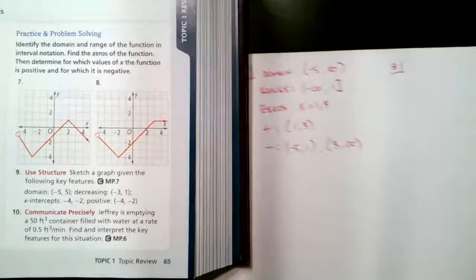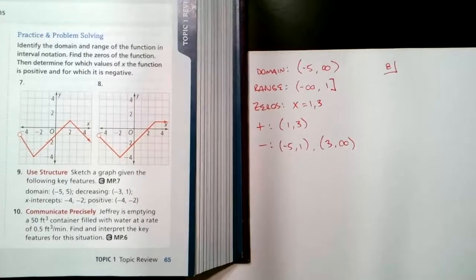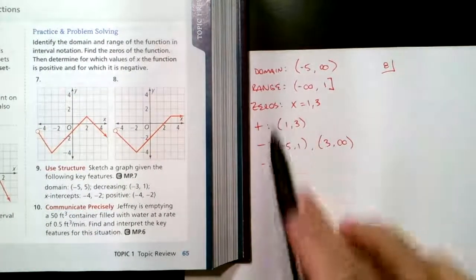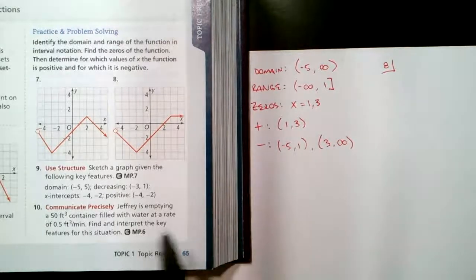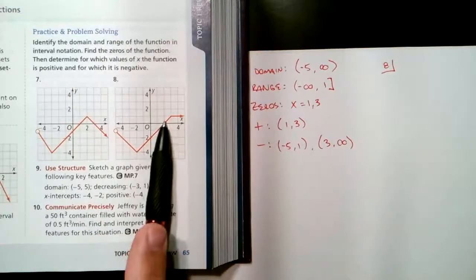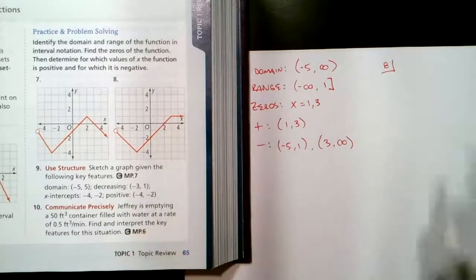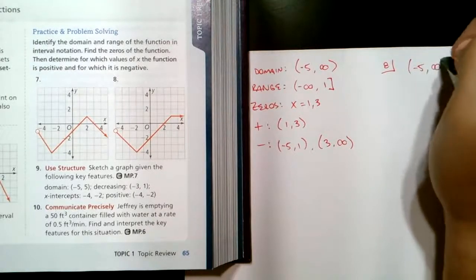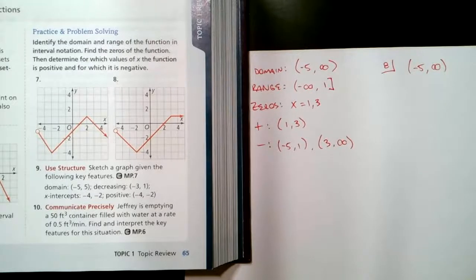Number 8, very similar problem, just a different function. So I'm just going to try to save space here, see if I can use the same information so I don't have to rewrite all this out. So my domain, the width of this function looks like it runs from -5. And again, this goes down, up, and then it goes to the right forever. So I think my domain is going to be exactly the same, -5 to infinity.